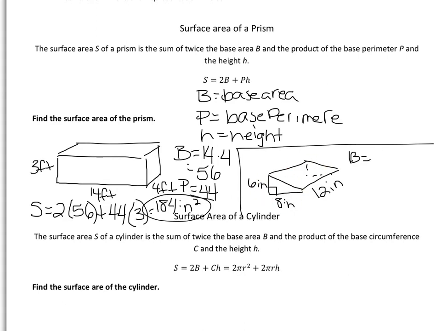Okay, so remember the area of a triangle is found by half the base times the height. So now we're talking about the base of my triangle, which is 8, and the height of my triangle is 6. So when you get that worked out, you should get the base area of 24 inches squared.